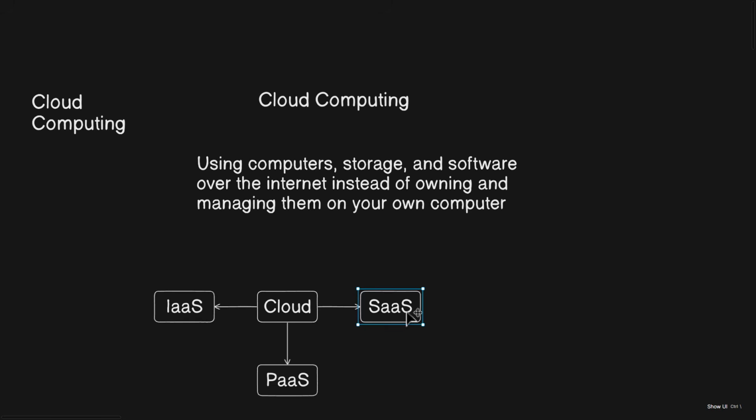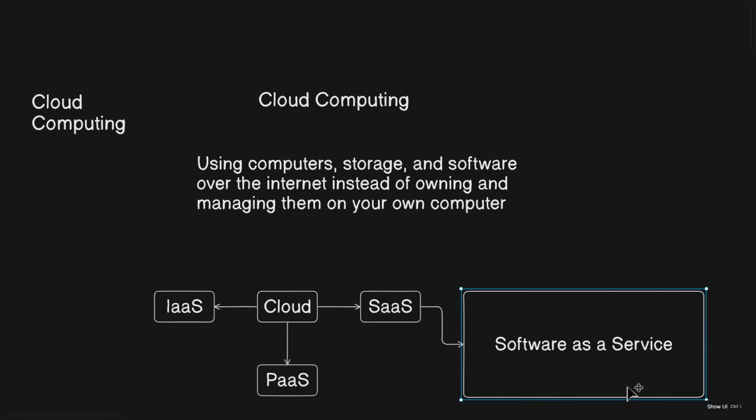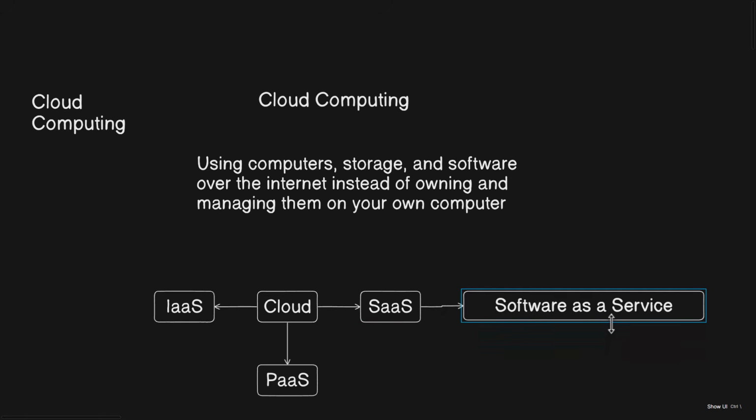So what is SaaS? SaaS stands for Software as a Service. Now, what does Software as a Service mean? It means that you are making use of software as a service, like the name says. You have software that is already built over the internet, and you are just making use of it. You are not installing the software onto your system, right?